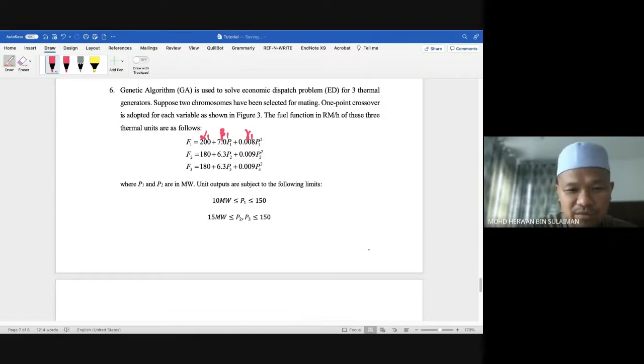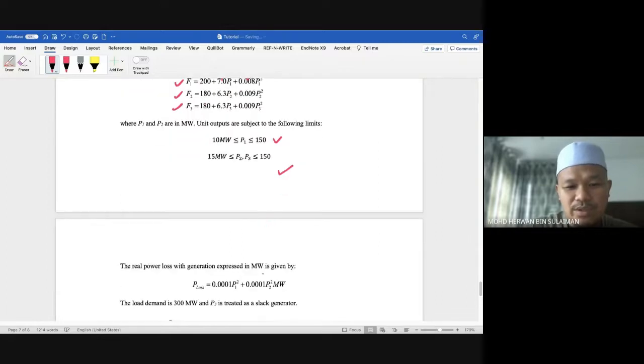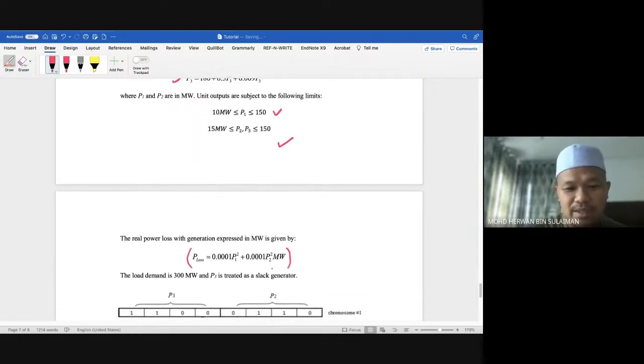So we have 3 functions, f1, f2, f3, and then P1, P2, P3. Normally when we do the programming, we use Kron's formula, or the load flow solution, to get the loss. But for examination purposes, we have the simplest form of loss coefficients: P loss equals 0.001 times P1 squared plus P2 squared. And P3 is treated as the slack generator.